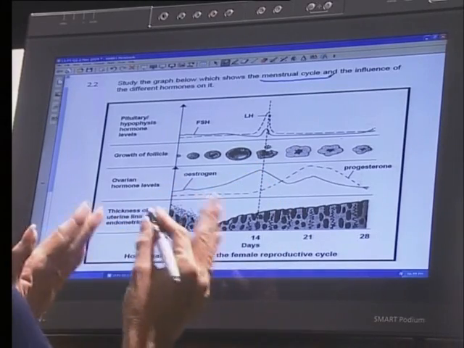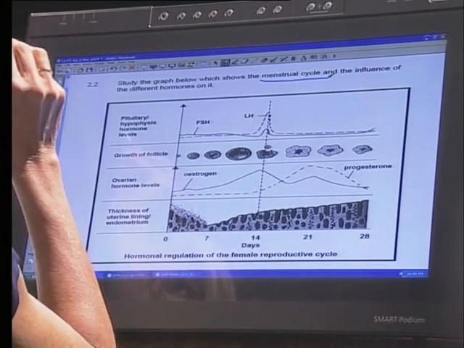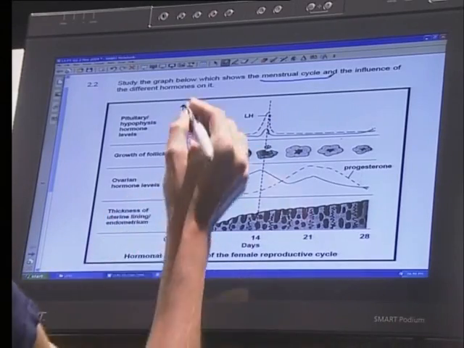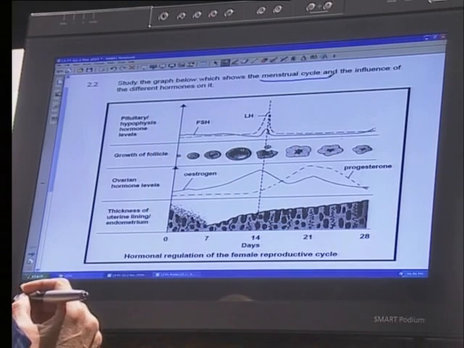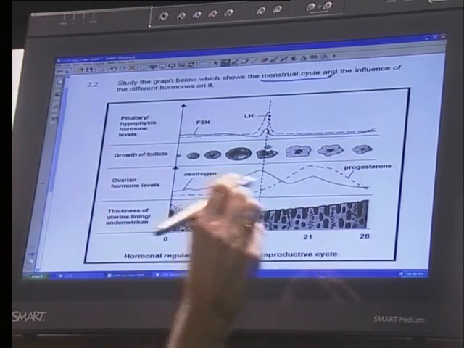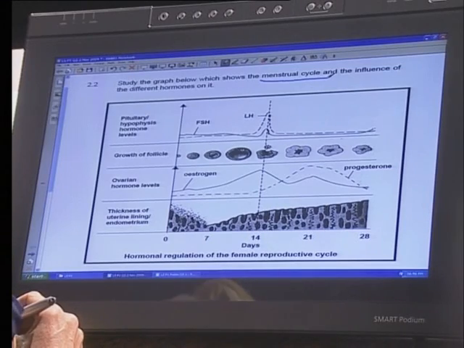So estrogen makes sure that that lining builds nicely. Progesterone makes sure that the lining stays thick in case the person is pregnant, in other words, in case fertilization has taken place. So follicle stimulating hormone causes the release of estrogen. Luteinizing hormone is going to make sure that progesterone is released. You follow? Those are some of the functions of those 2 hormones.